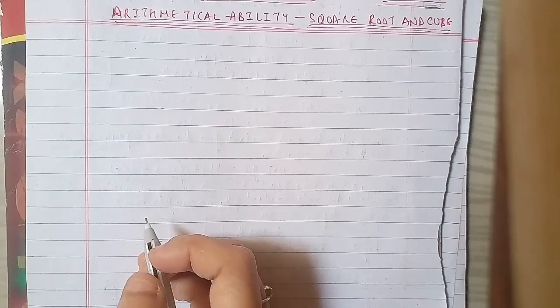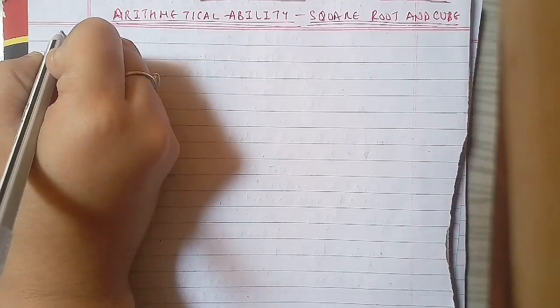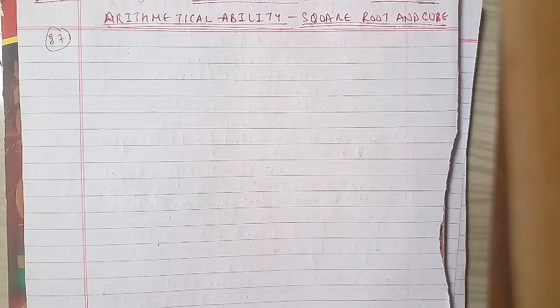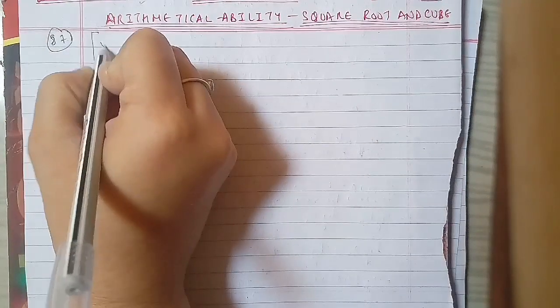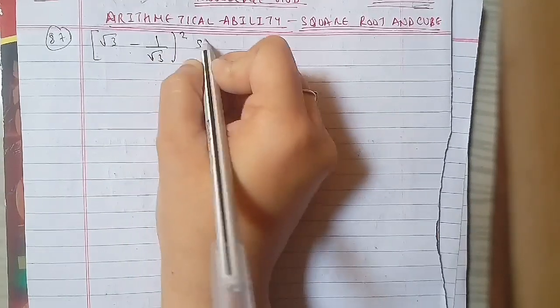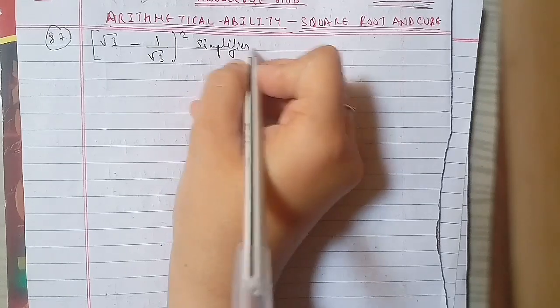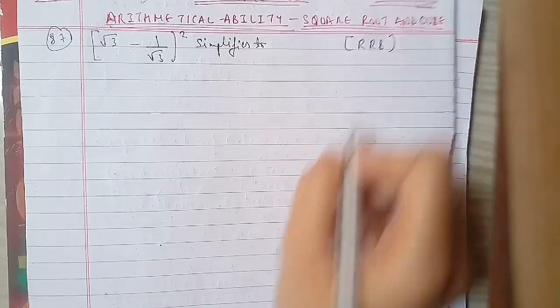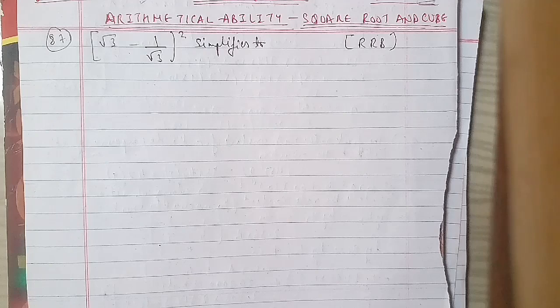We'll start discussing the 87th question of the session. As I told you, we had discussed the 86th question of the sessions in the last class, so here we discuss the 87th question of the sessions. The first question that we talk about is (under root 3 minus 1 upon under root 3) whole square simplifies to. This question was asked in the RRB examination paper, and that is also an important paper with respect to competition.